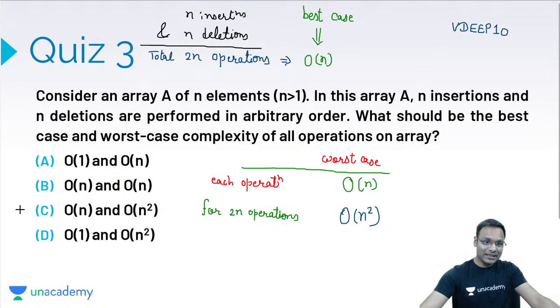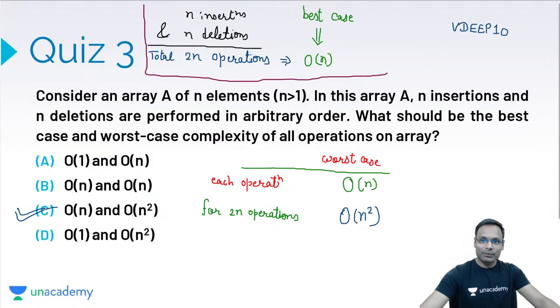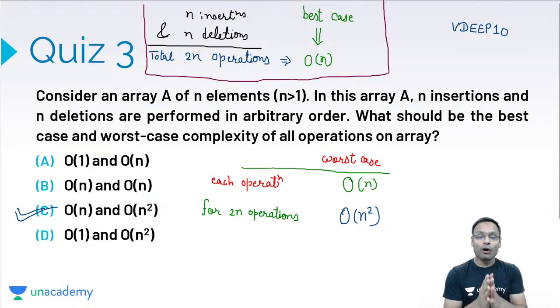So the answer will be C: big O of n and big O of n square. If you solve more such questions, of course your learning and understanding will improve, and in the exam you will perform better.